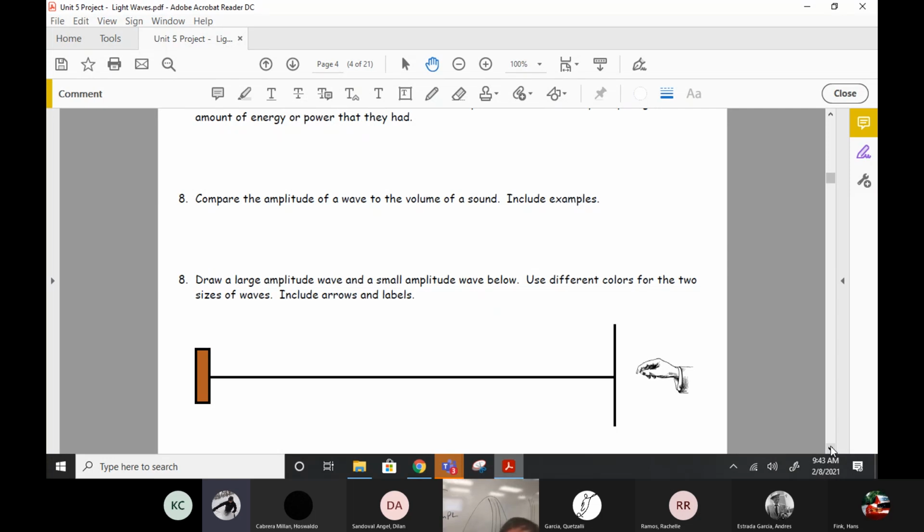So I'm talking about showing a wave and labeling the amplitude, showing how tall it is here.